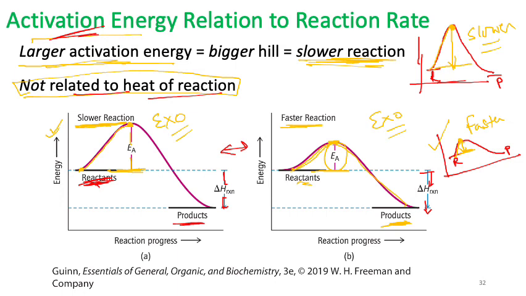And for both reactions, the energy of the reactant and product are the same. The only difference is how fast the reaction is going, how fast the product is being formed, or how slowly. It doesn't change the energy of the reactant and product. That's why the delta H of the reaction is not going to change. So that means the activation energy doesn't change the heat of the reaction. This is important, so make sure you understand this concept.